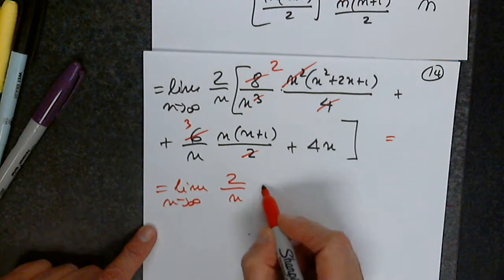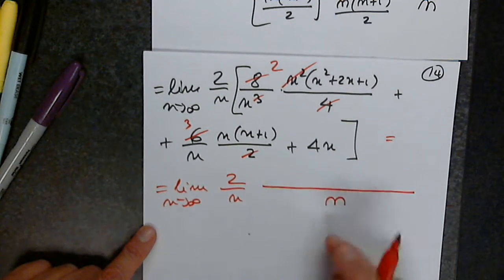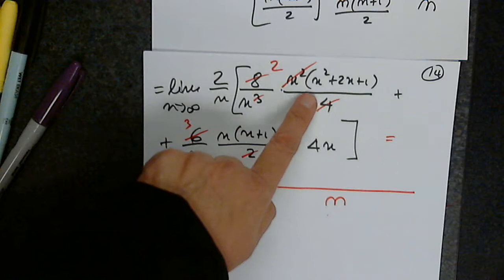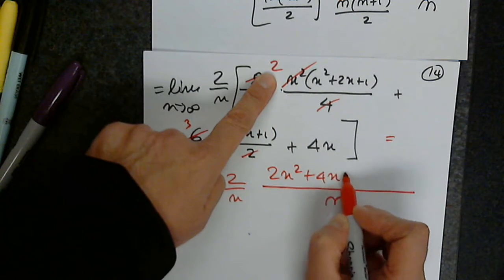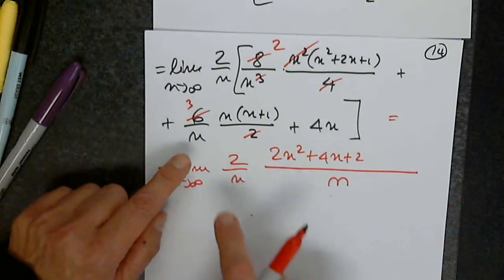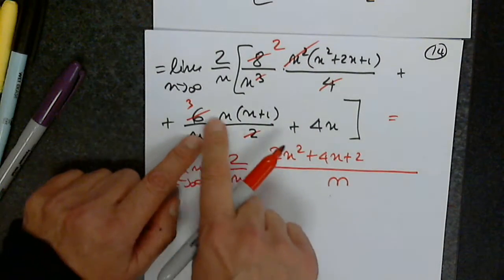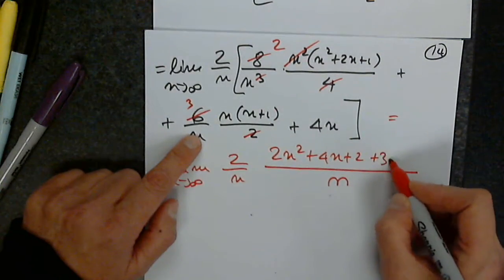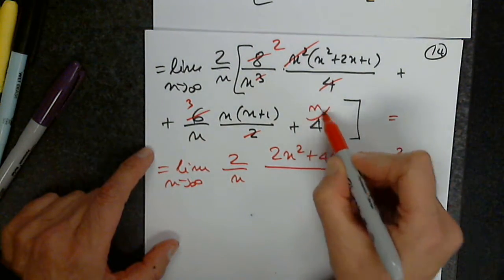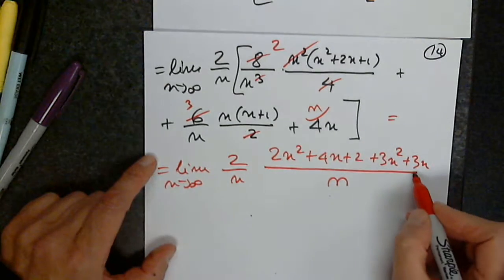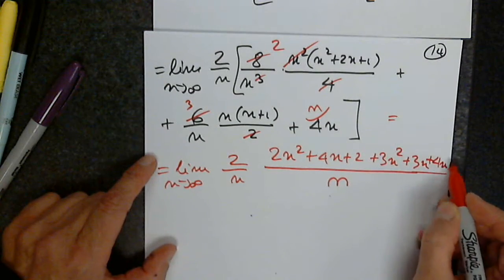I have 2 over n and the least common denominator is n. The top with the 2: 2n squared plus 4n plus 2. n in the denominator, that just distributes here, plus 3n squared plus 3n. And of course, this one needs to be multiplied by n. So finally, plus 4n squared.